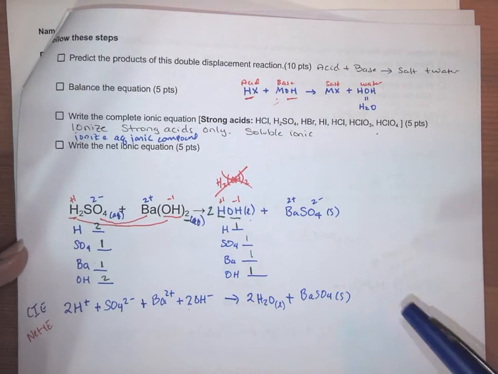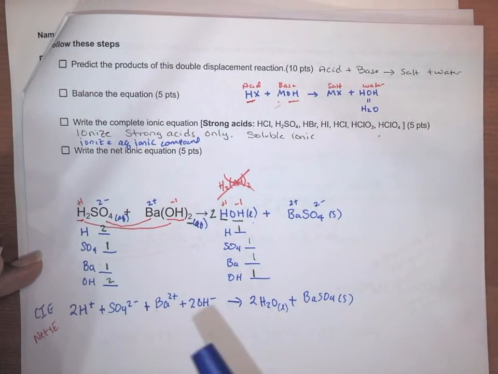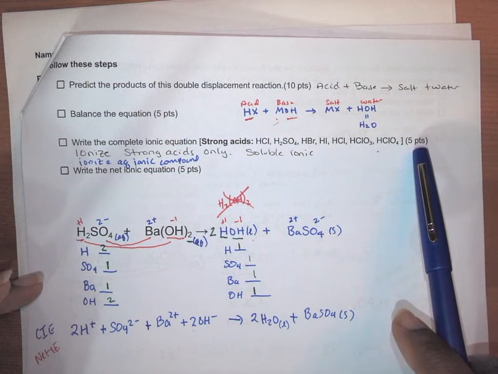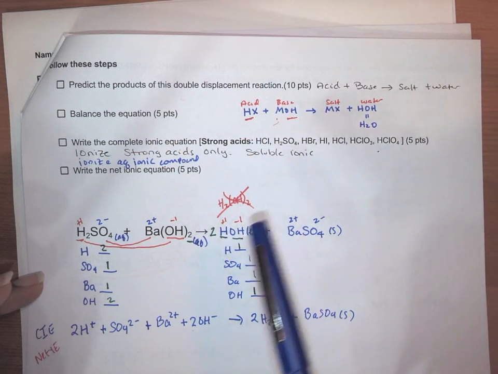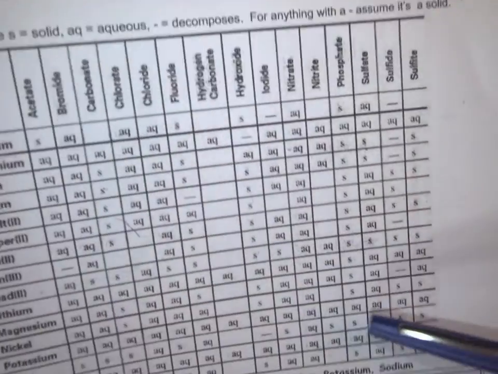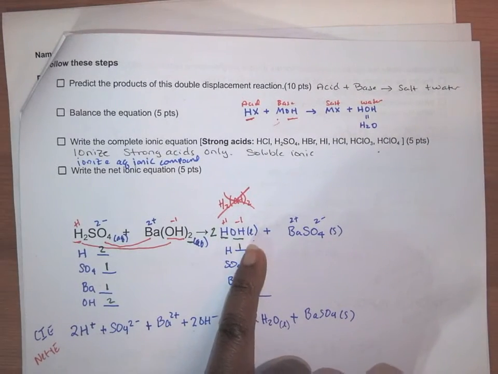So let's just back up. Key thing to remember: for acids, you only break them apart if they're strong. If they're on this list, you can ionize them. For the bases and the salts, so any ionic compound that has a metal and a non-metal part, look on the solubility chart. And never break apart water because it's a liquid.